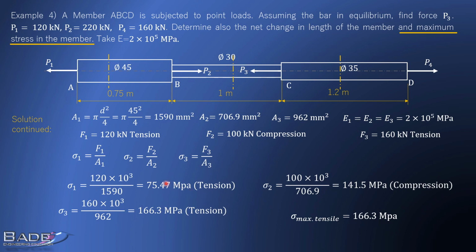Watch here. 75.47 and 166.3. Out of these two, both are tensile stresses. So I have written here maximum tensile stress is 166.3 and there is also compressive stress. So you should write answer maximum compressive stress is 141.5 megapascal. So this is how we have found out maximum stress. Remember what I said. When you are asked maximum stress, write maximum tensile stress and also maximum compressive stress.